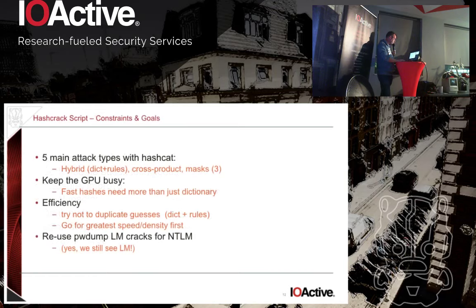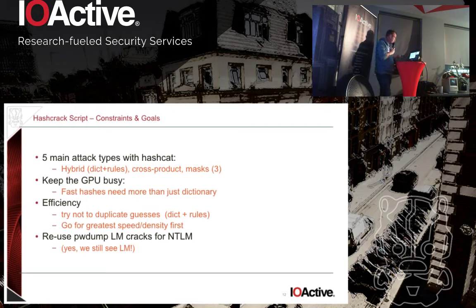Essentially, we've got to work with what Hashcat can do, which relates to what the graphics card is capable of. There are five main modes. You've got your dictionary with some rules added. Rules are things like append 1, 2, 3, or change the first letter of the word to a capital.